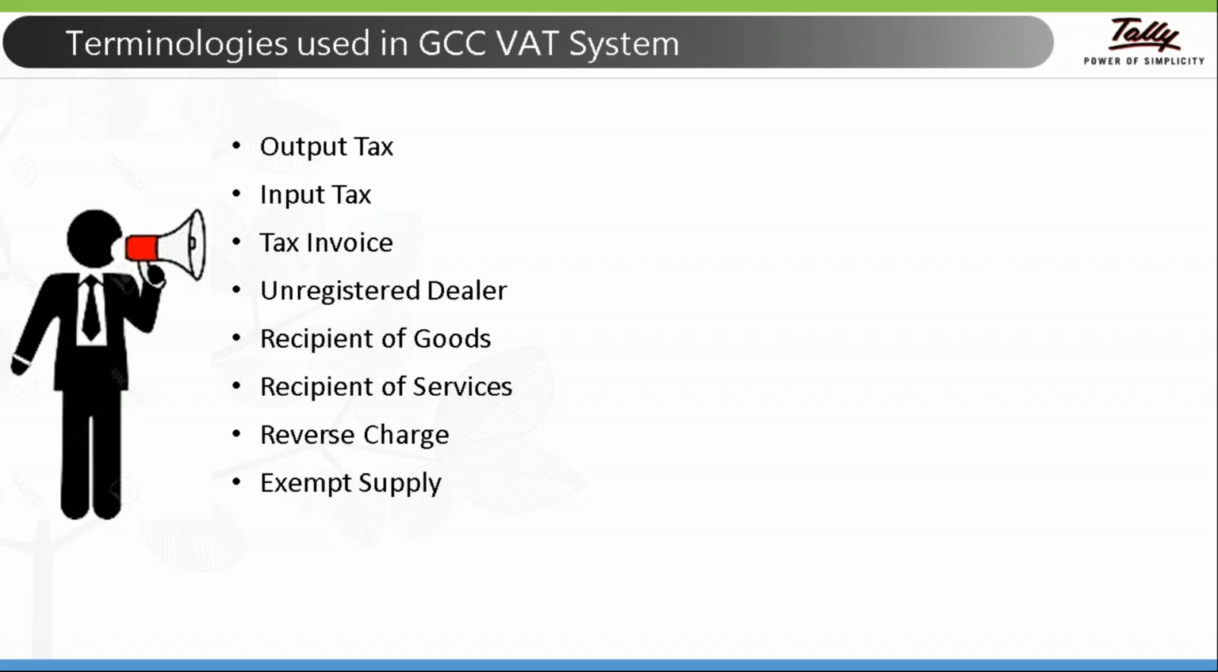Exempt supply. The supply of goods or services which are exempted from tax is called exempt supply. There are certain goods which come under the exempted list. Those goods will be called exempt goods. If we are making those supplies, it is called exempt supply. The next one is taxable supply. The supply of goods and services which are taxable is called taxable supply.